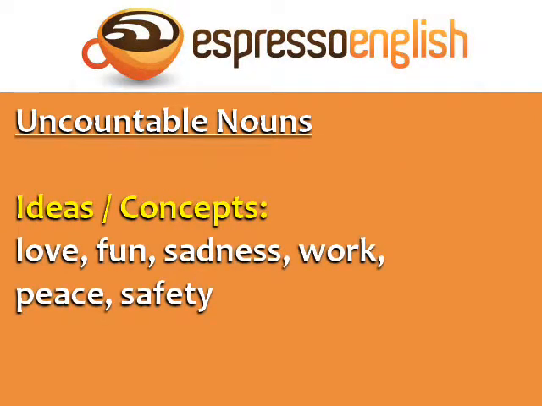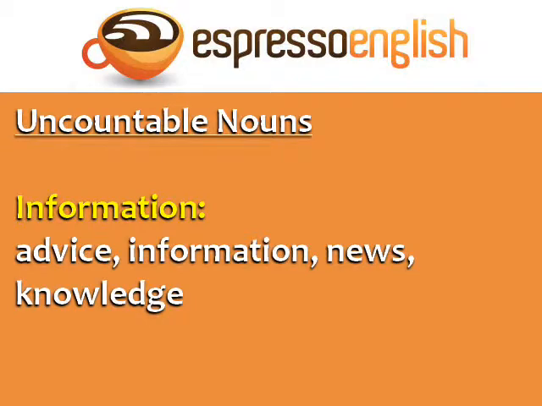Examples of uncountable nouns are ideas and concepts like love, fun, sadness, work, peace, and safety. Words related to information are also uncountable: advice, information, news, and knowledge.